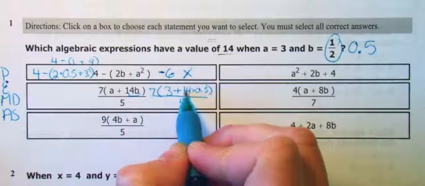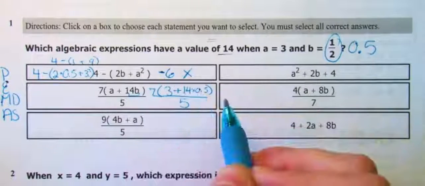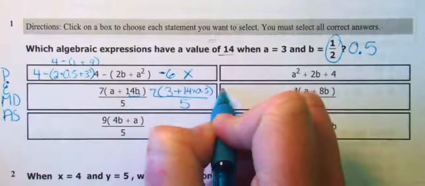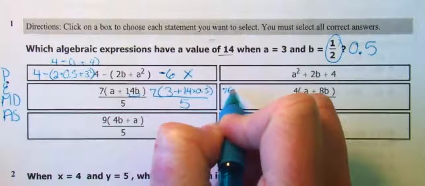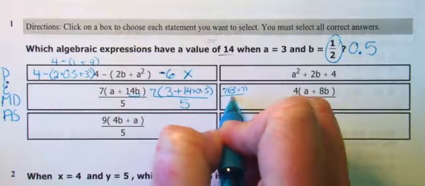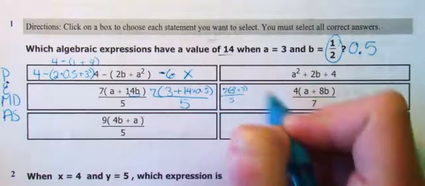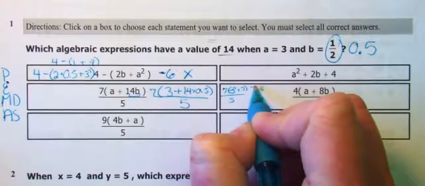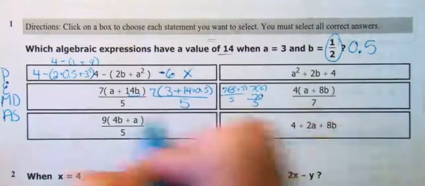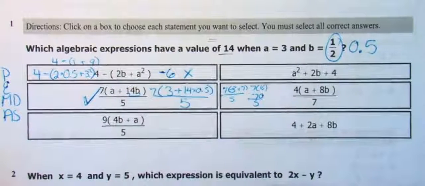So I'm going to do my multiplication. 14 times 0.5 gives me 7. So I'm already, like I said, out of room. 7, parenthesis, 3 plus 7, over 5. I'm just kind of carrying it over. 3 plus 7 is 10. 7 times 10 is 70. 70 divided by 5 would be 14. So that one works.